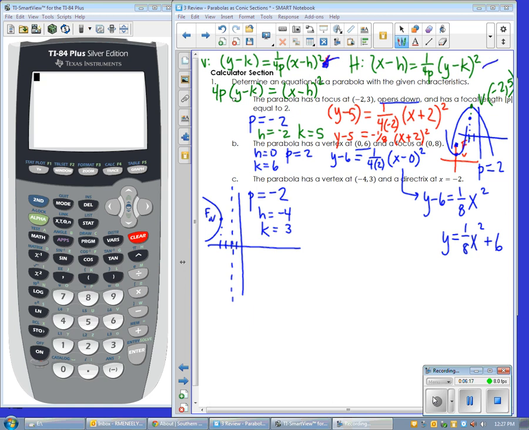So this time I want to use this form of the equation, where it's x minus h, but since h is negative, I'm going to end up writing x plus 4 is equal to 1/4p. We said p was -2, and then we multiply times y minus 3, the quantity squared. I'll simplify this to x plus 4 is equal to 1/8. Actually, it's -1/8 times y minus 3, the quantity squared.